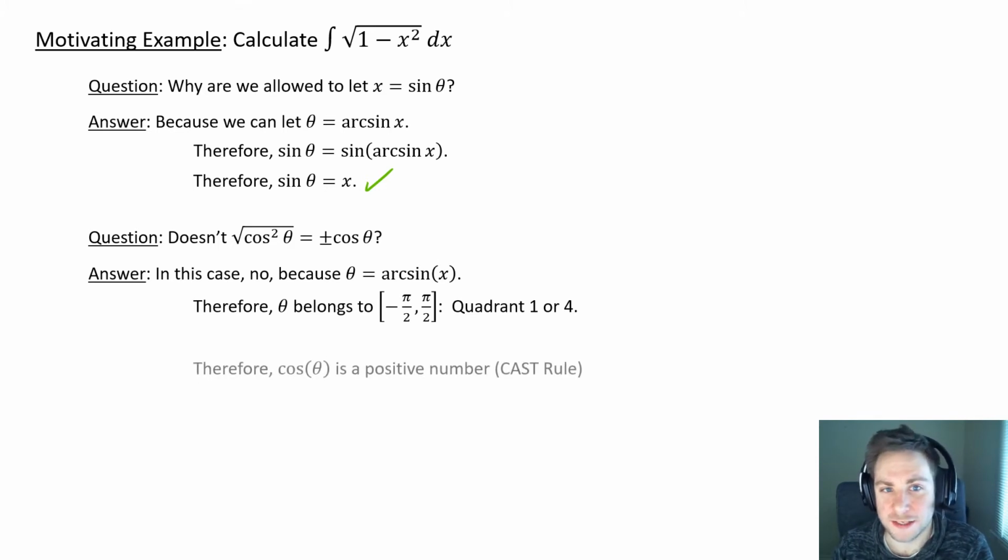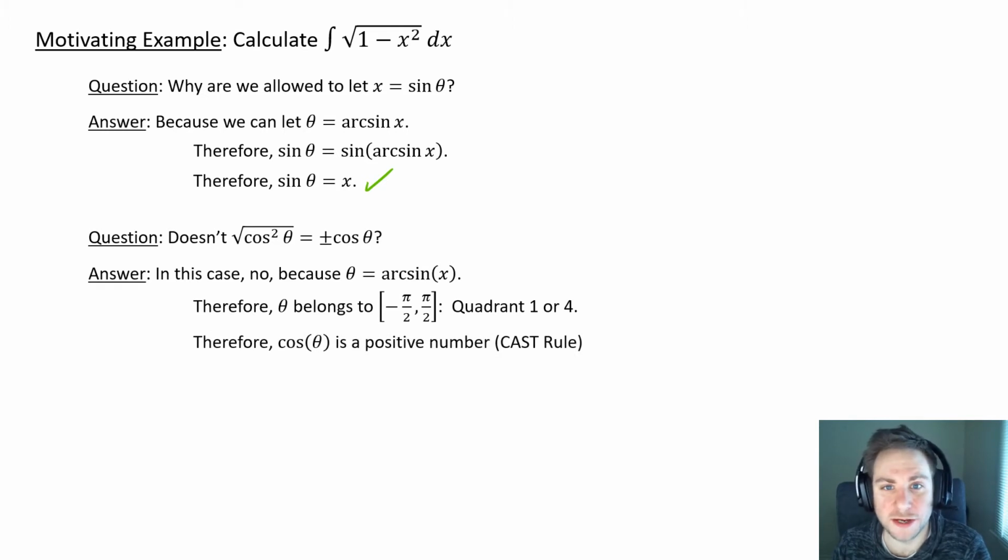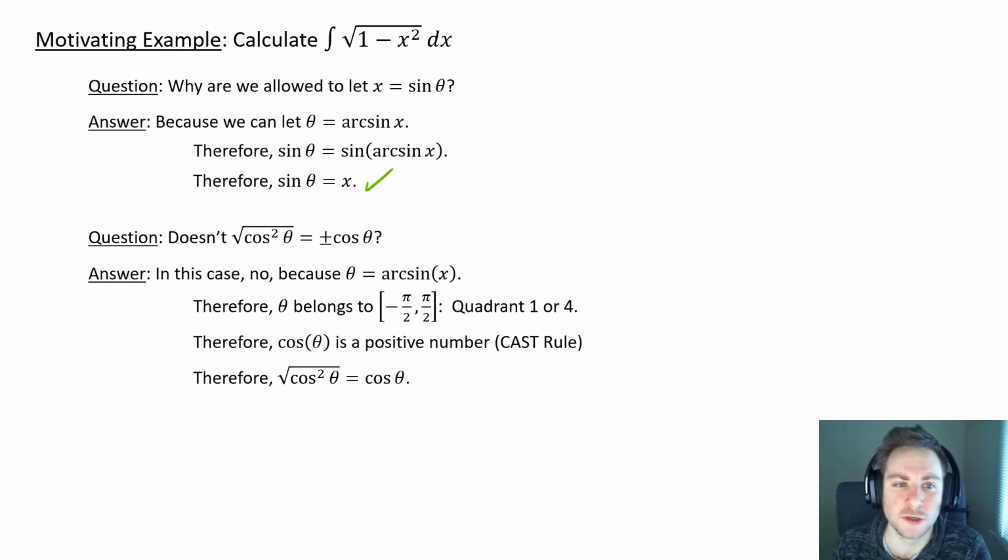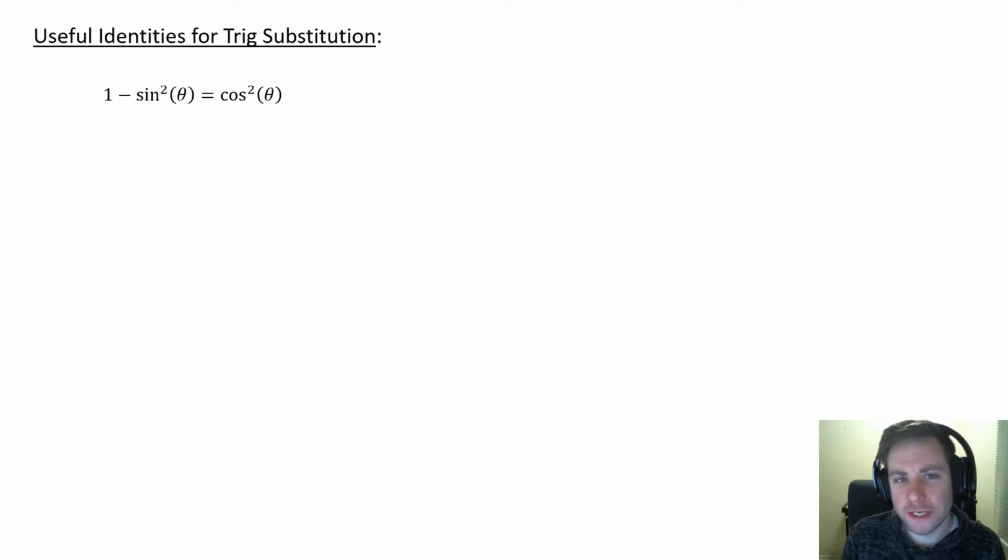So then the cast rule tells me that when I take the cosine of an angle in quadrant 1 or 4, the result must be a positive number. And since we're only dealing with positive numbers, we're safe to ignore the plus or minus sign in this case. And for similar reasons, the same is going to be true in any other example where we use this method. So from this point forward, you can safely ignore any plus or minus signs that come up after performing a trig substitution.